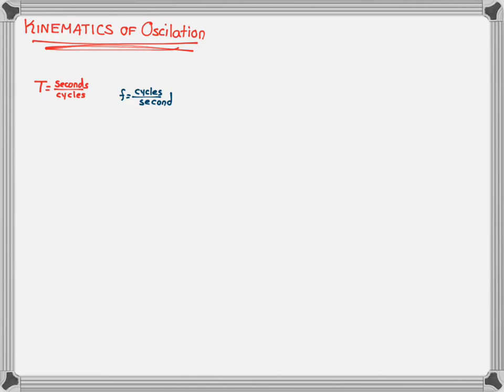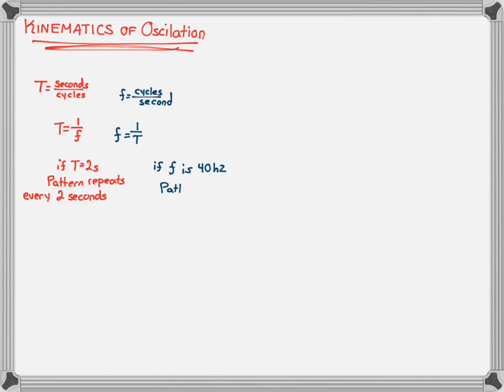Frequency is how many cycles per second. And frequency and period, like we talked about before, are reciprocals of each other. If something has a period of 2 seconds, that means that the pattern repeats every 2 seconds. If something has a frequency of 40 hertz, and hertz is the unit of measurement for frequency, it means that the pattern repeats 40 times per second.